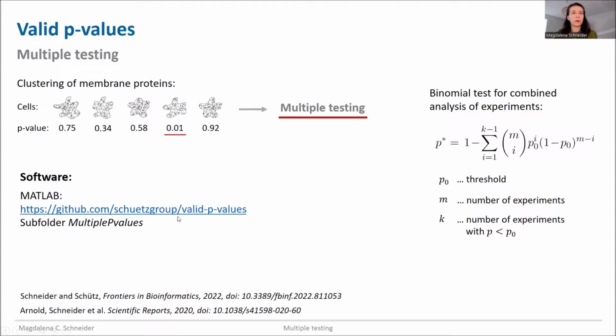We also wrote software for this. You can find it here under the subfolder multiple p-values. This is essentially just this function where you put in all the p-values that you obtained and the threshold, and you will obtain the overall p-value.